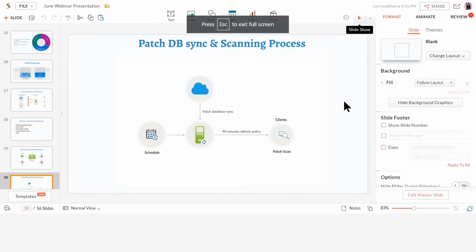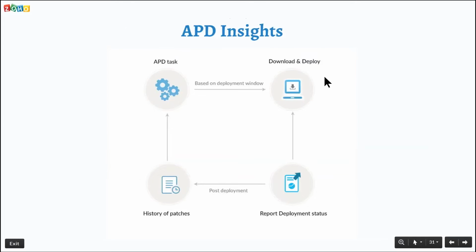So when it comes to the automated patch deployment, this is the actual architecture. So right from synchronizing the patches, scanning all the machines, downloading the patches, deploying them to the production environment, generating a report and sharing it with the customers, all these tasks are automated. So nothing is manual over here. The only thing you need to do is just create an automated patch deployment task. And once you create an automated patch deployment task, that's it.